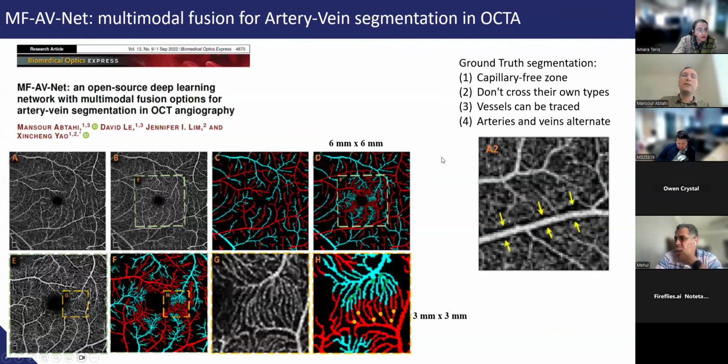We also developed ground truths for the 6 by 6 data set. In the 3 by 3 data set, we have higher resolution, and we can see smaller vessels and also the capillaries. As you can see, capillaries around the fovea zone. And we can also segment capillaries as arterial side capillaries or venous side capillaries, which can be used for the processing.